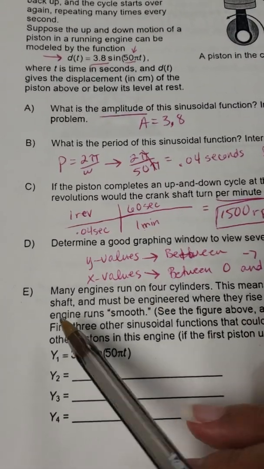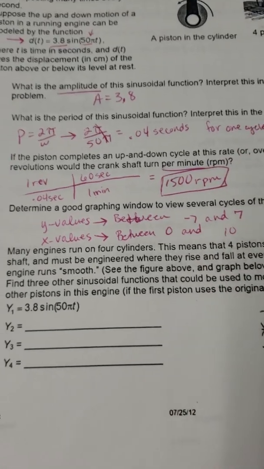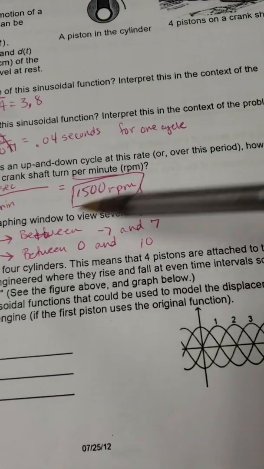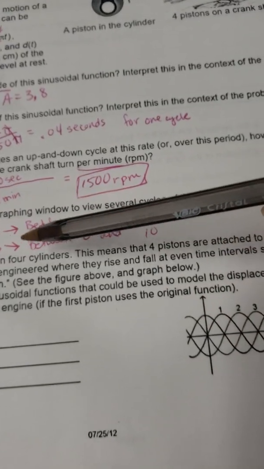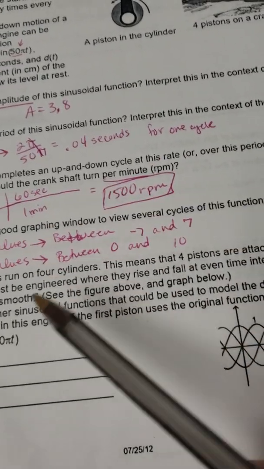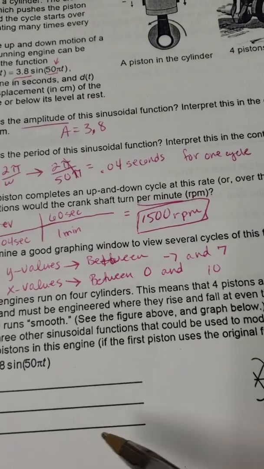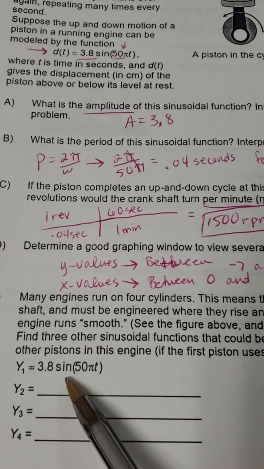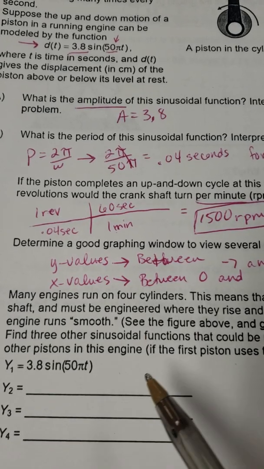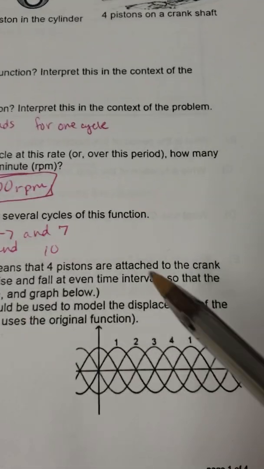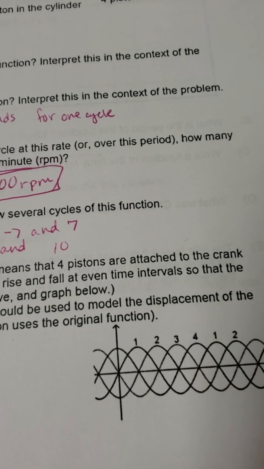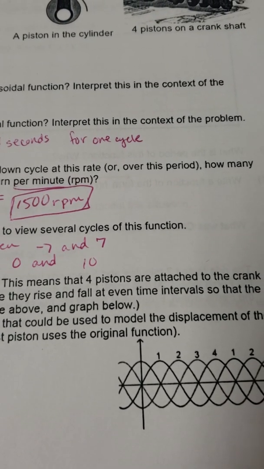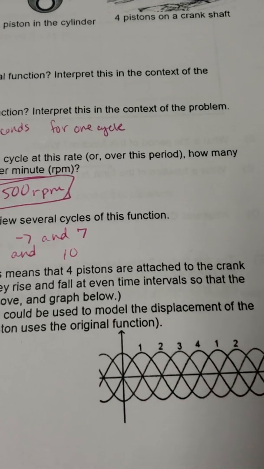Okay. Last part, letter E. So this one says many engines run on 4 cylinders. This means that 4 pistons are attached to the crankshaft and must be engineered where they rise and fall at even time intervals. So in other words, you're going to have 4 of these going on at the same time. And they want us to reconfigure this original function into 4 different types that we can use. So if you look here, we have those graphs, okay?